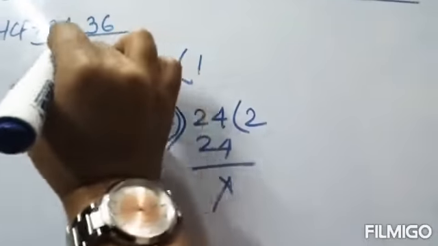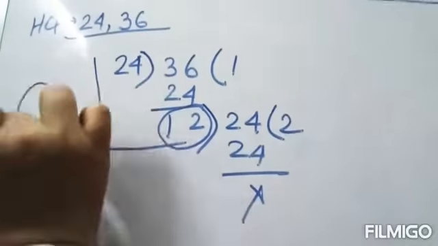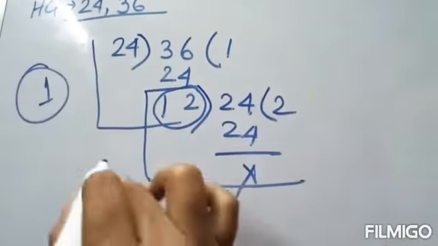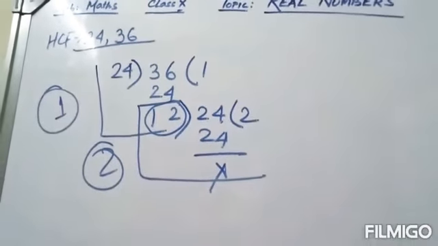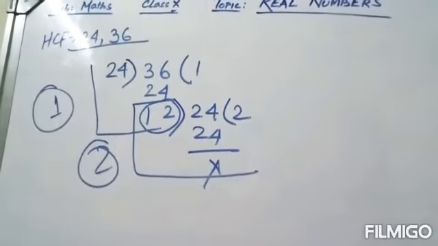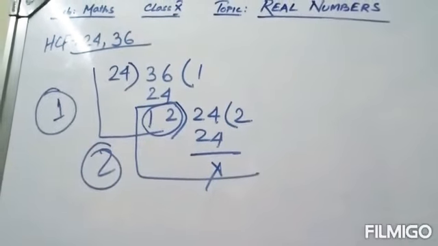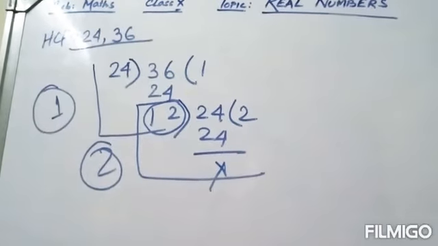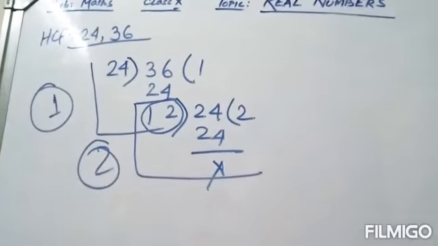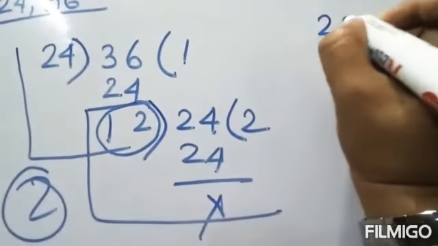Now let us express, there are two parts of the division, right? This is the first part of the division and this is the second part of the division, right? So let's find out how to use Euclid's division method to find the HCF of two numbers, that is 24 and 36. For the first part of division, what will you write?